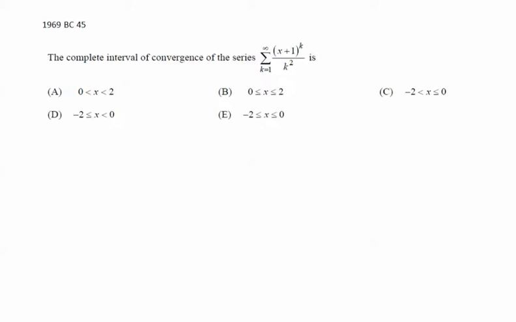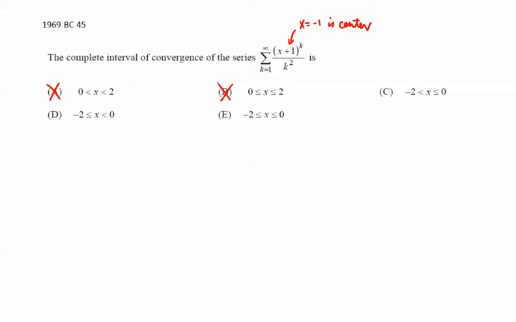AP Calculus BC 45, we have the complete interval of convergence for the series sum from 1 to infinity of (x plus 1) to the kth over k squared is going to be what? We'll use our shortcut method first. We can tell that x equals -1 should be the center here, and since it has to be symmetric about that center, it cannot be 0 to 2, and so we're down to 3 choices, which is a good thing. And the only question is what happens at the endpoints.